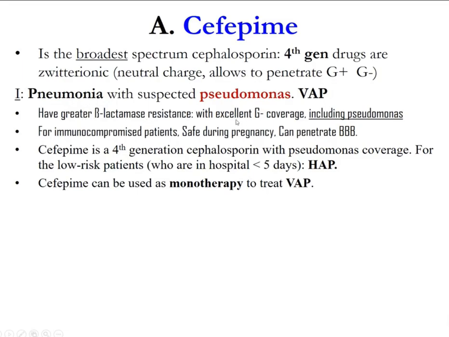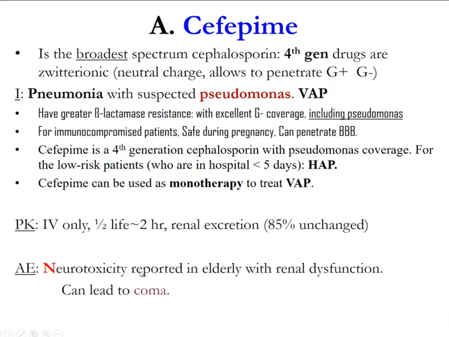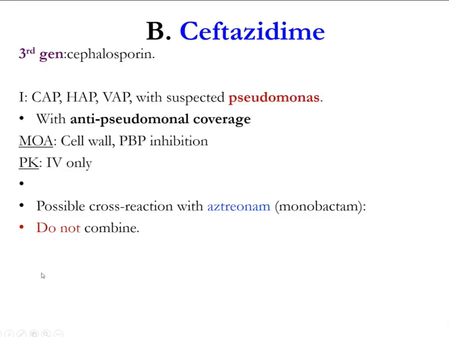And this drug, look at it, has greater beta-lactamase resistance, excellent gram-negative coverage, including Pseudomonas. Immunocompromised patients, you can use this. Safe during pregnancy, very good. Can penetrate the blood-brain barrier, very good. For all these reasons, this is one of the drugs indicated for Pseudomonas coverage. You can read all those reasons. You can even use it for monotherapy. And adverse effect, neurotoxicity is reported.